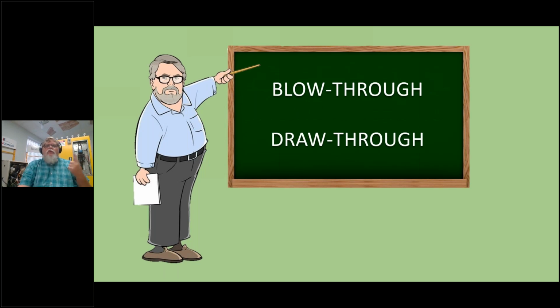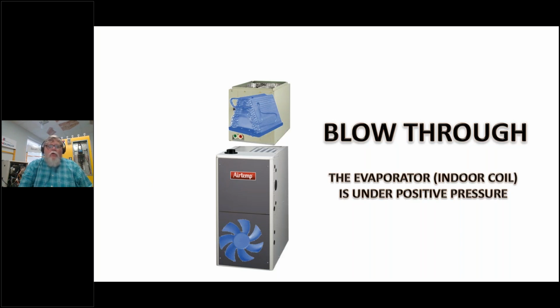Now, real quickly, blow through, draw through. There is a difference. Blow through units, when they run, it's like a furnace with a coil on it. You're putting your evaporator coil on the furnace. That evaporator or the indoor coil is under positive pressure. The line is going to have air pressure coming out of it when that unit's running. So pressure's blowing on the unit, and if you were to put your hand in front of the plug with the plug out, you would have air pressure coming out of there.